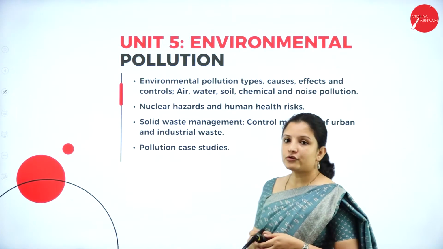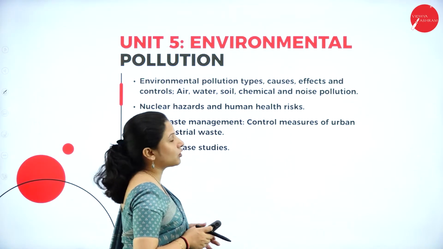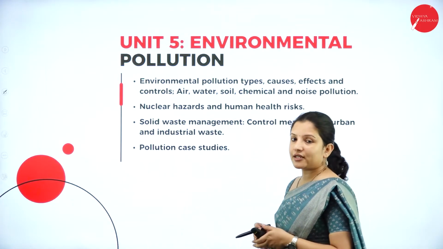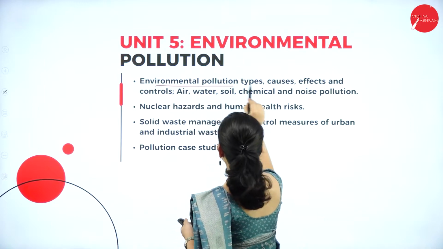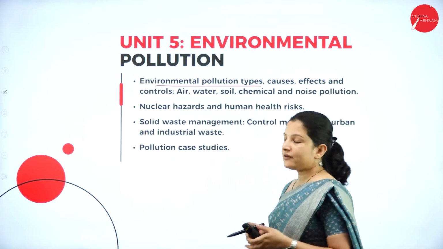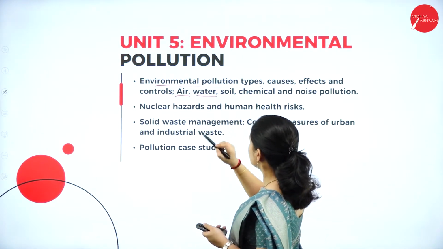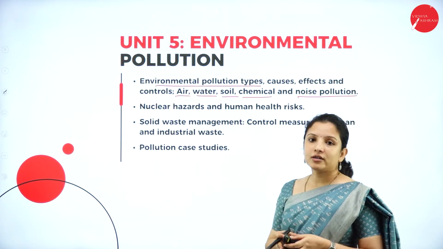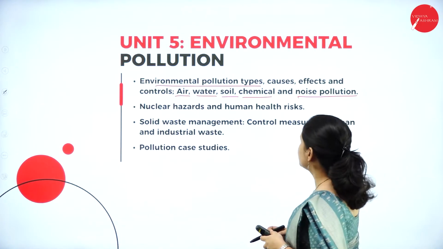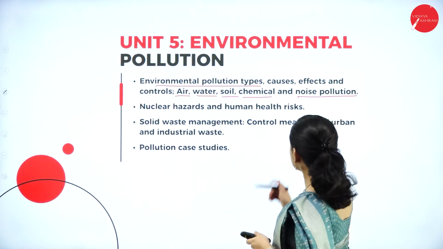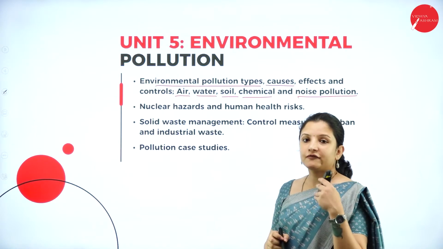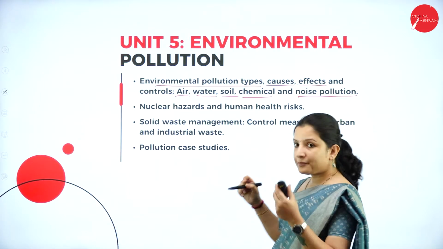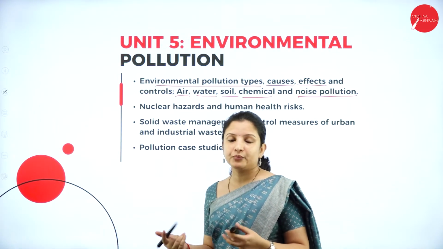So next, moving on to unit 5, that is environmental pollution. Under environmental pollution, let's study about the different types of environmental pollution, such as we have air pollution, water pollution, soil pollution, chemical pollution, noise pollution. All these different types of environmental pollution we shall study, and we shall study about the causes. What are the factors that are causing these environmental pollutions, and what happens if such environmental pollution occurs?